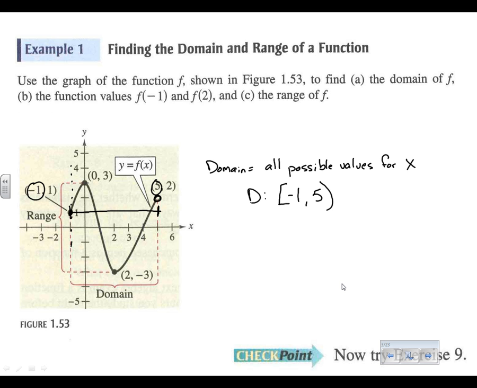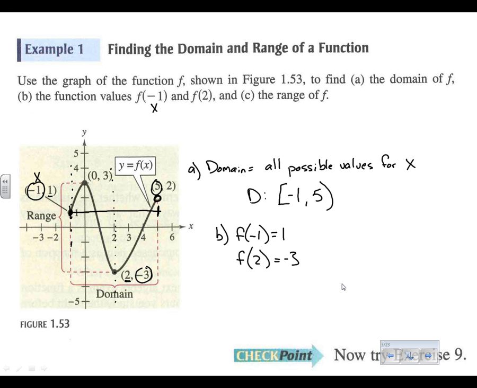Do the same thing and find the function values of f(-1). This is an x value, so we're going to say, okay, if x is -1, what's the y value? And so the answer there would be the corresponding y value of -1 or 1. Let's find the corresponding y value if x is 2. We're going to go over here and say, okay, if x is 2, where do we hit? If x is 2, then y is -3. And that's all we have for B.